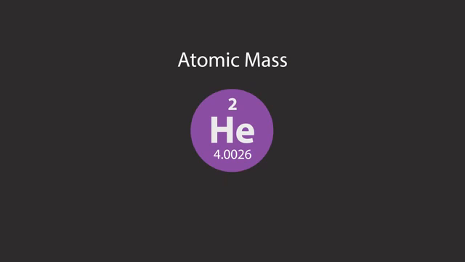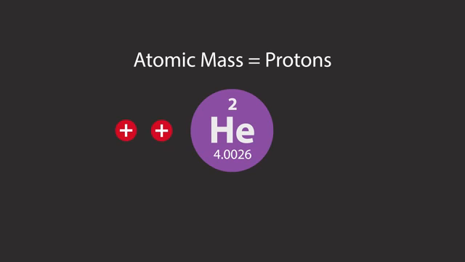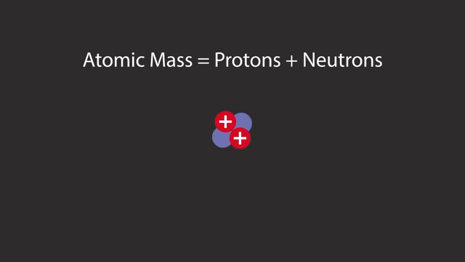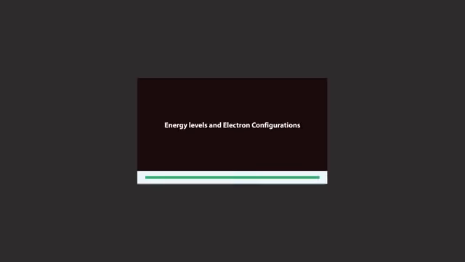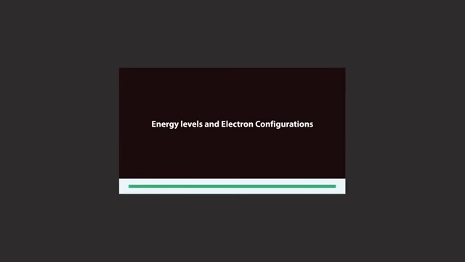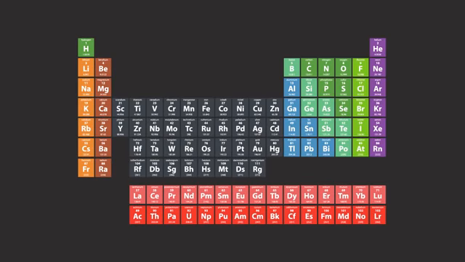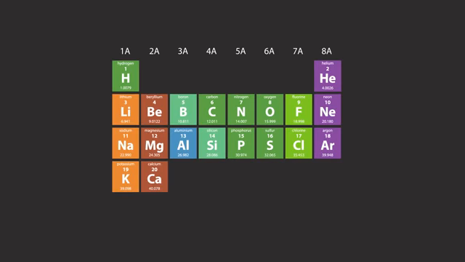The atomic mass, represented here by the larger decimal value, can tell us how many protons and neutrons are present in the nucleus of an atom for any given element. In a previous lesson, we learned about electron shells and electron configurations. In this lesson, we shall learn about electron configurations of the first 20 elements and how this relates directly to the group and period numbers in the periodic table.